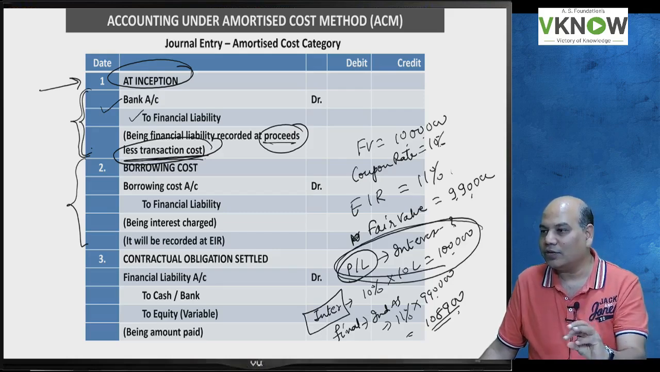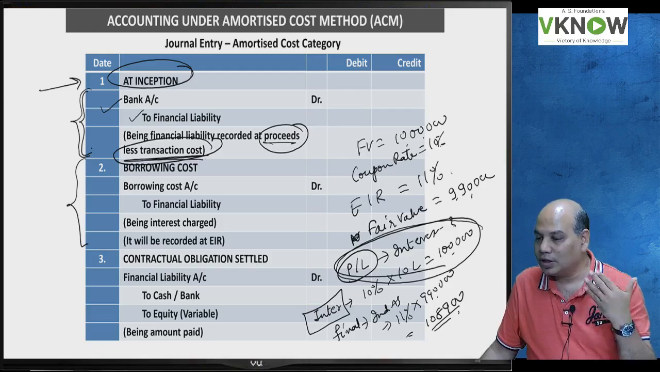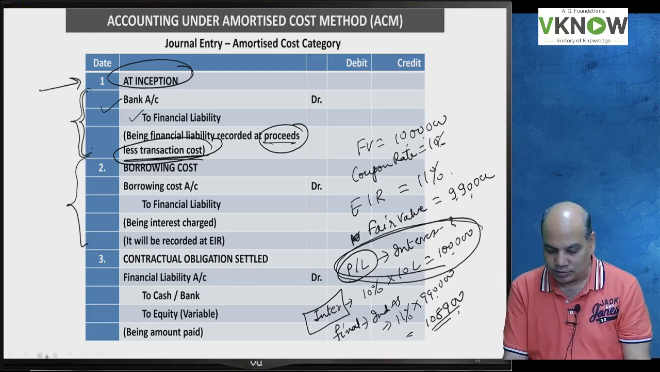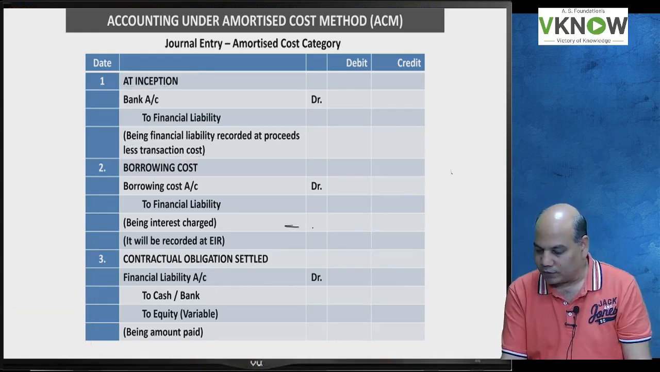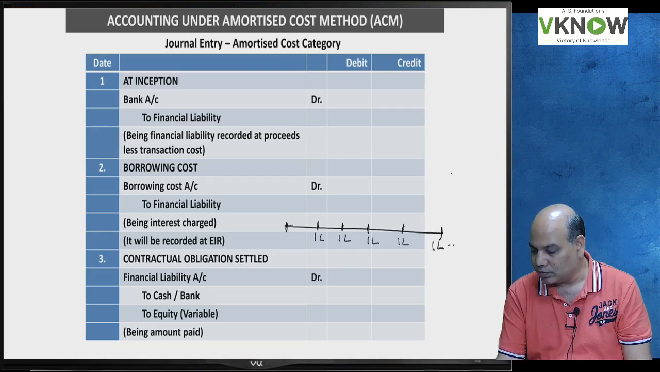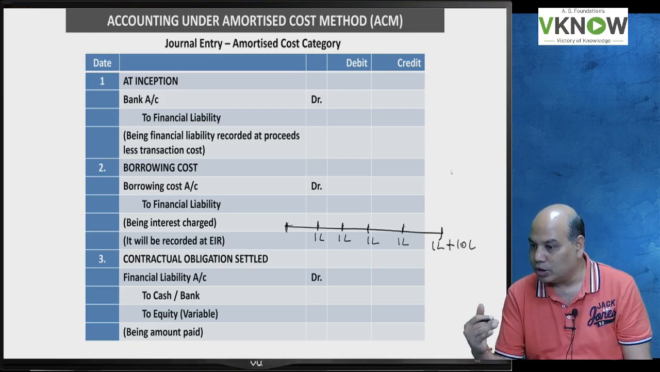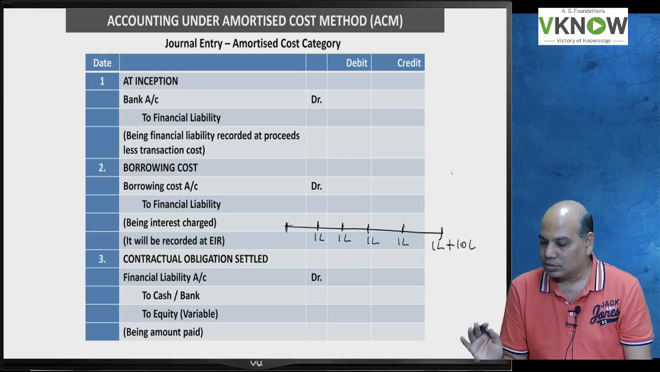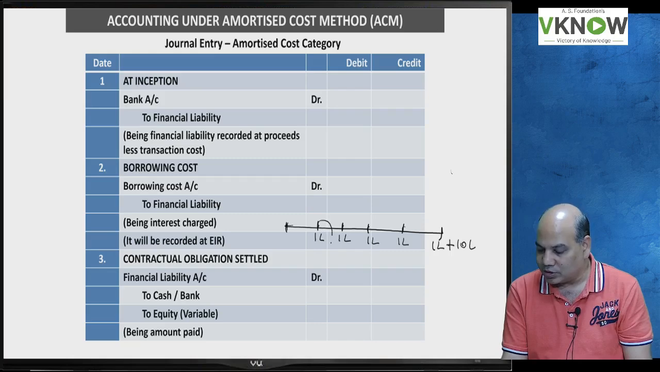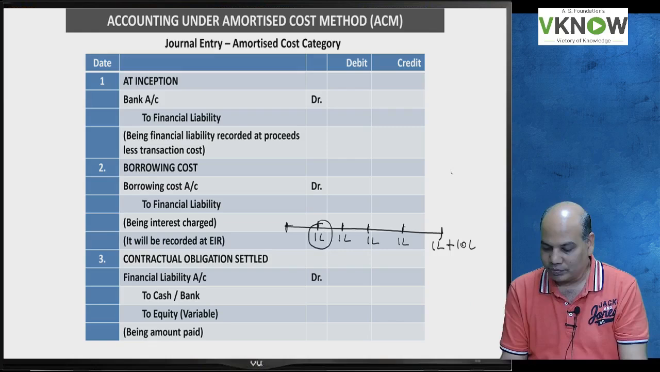1 lakh is treated as a repayment of obligation. What is my obligation? I have committed to the debenture holder, dear debenture holder, I have an obligation to pay you 1 lakh, 1 lakh, 1 lakh in the first 4 years and 1 lakh plus 10 lakh in the 5th year. This is my obligation to pay you. So I am going to adjust it against my financial liability because I have an obligation to pay.